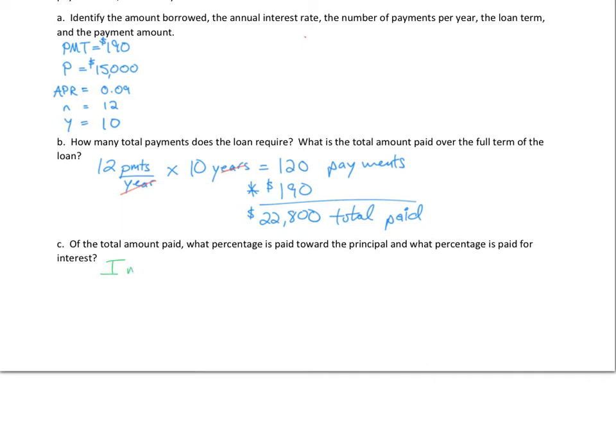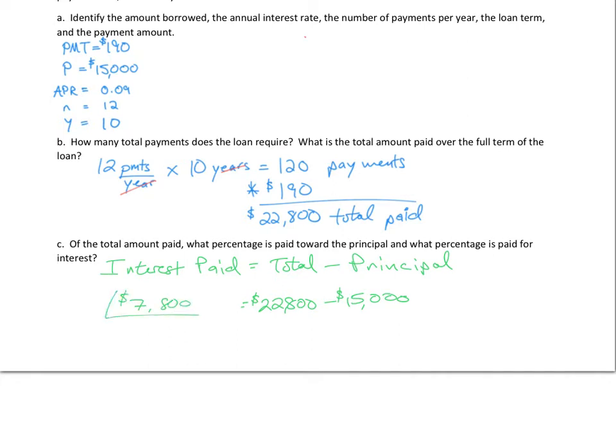So the interest paid is the total minus the principal, which would be 22,800 minus 15,000, which would give you a whopping $7,800. So that's how much interest was paid.